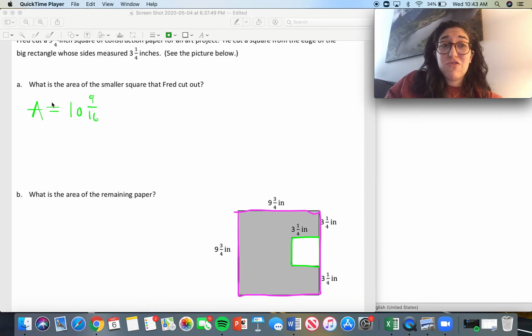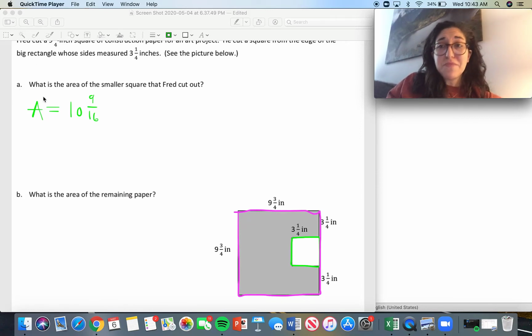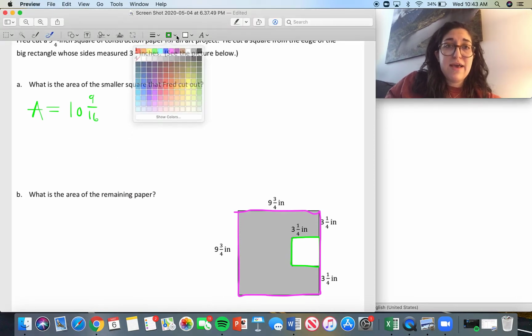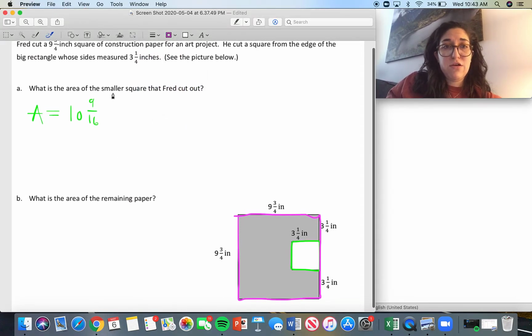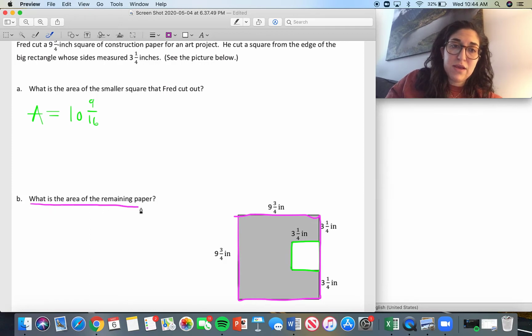So this is part 2, right? Part B, if you will. We already did part A. Please go ahead and check the video for that before you come to part B, because we're going to be building off of what we did in part A. Part A asked us to find the area of the smaller square that Fred cut, this green one, and we did that. So part B is asking us, what's the area of the remaining paper?